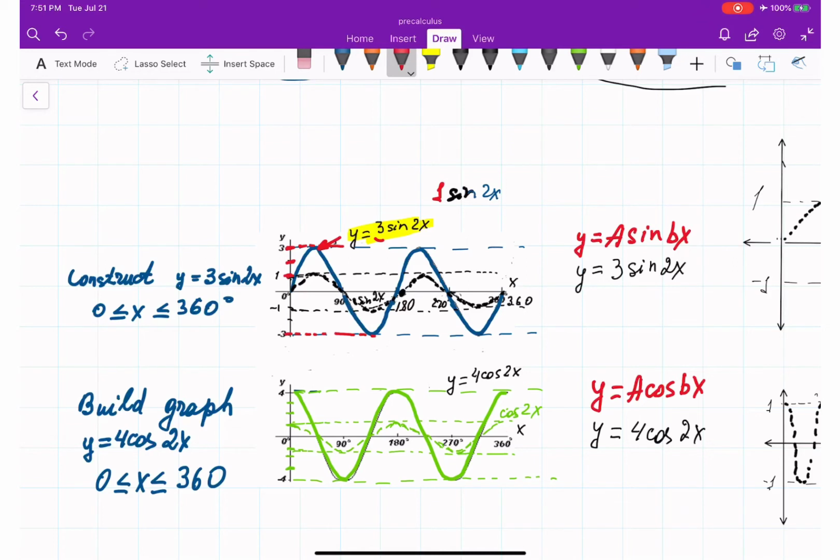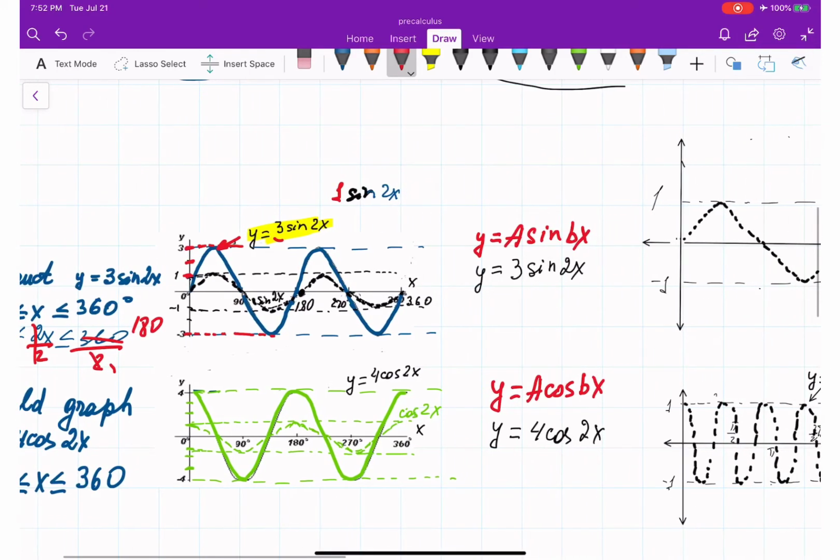Now, the period, we already know the x is between 0 and 360. Then 2x is going to be greater equal 0, less equal 360. If we divide by 2, I already did it, but it never hurts to repeat itself again. So x is greater than 0, less than 180. All right. So the blue color is y is equal sine 2x.